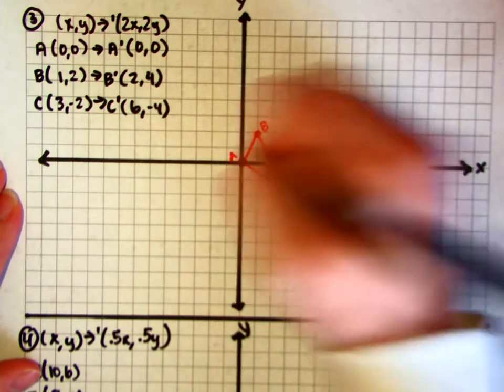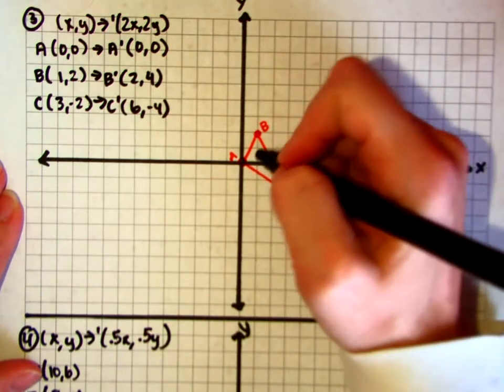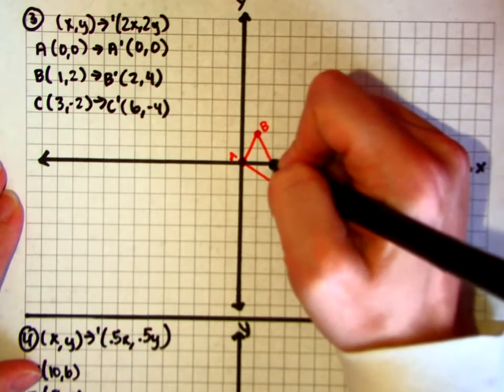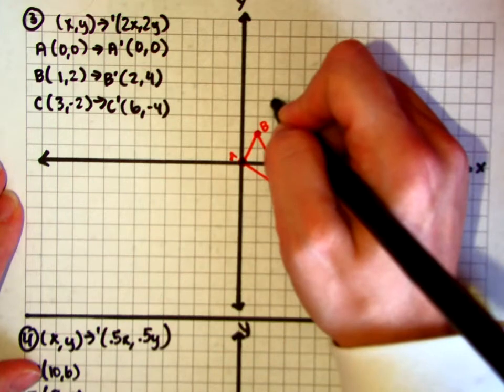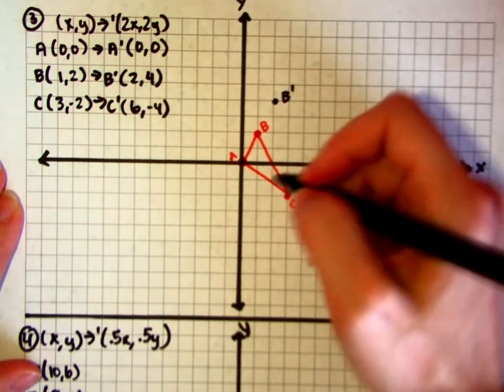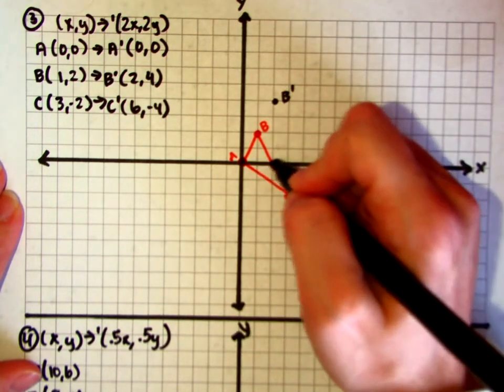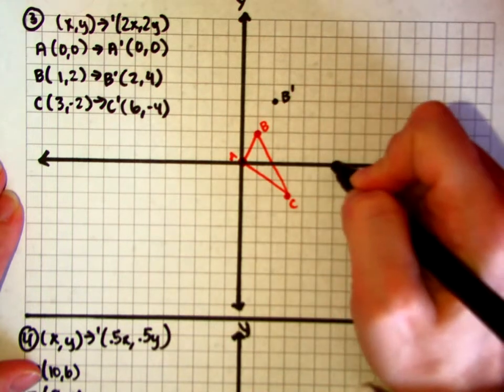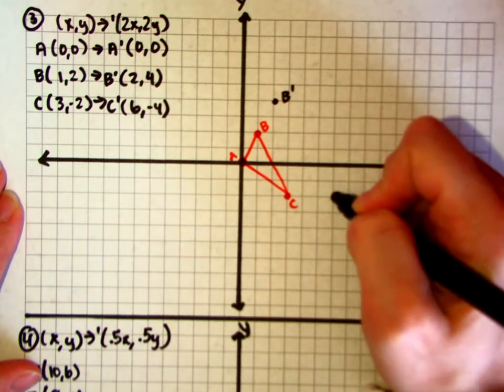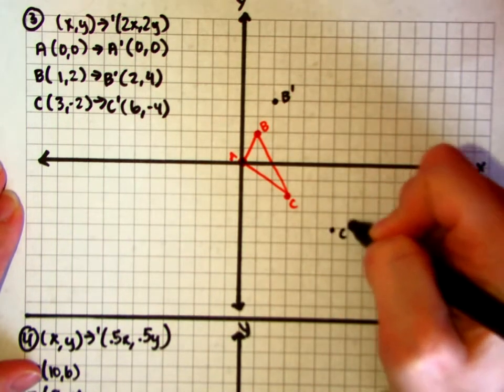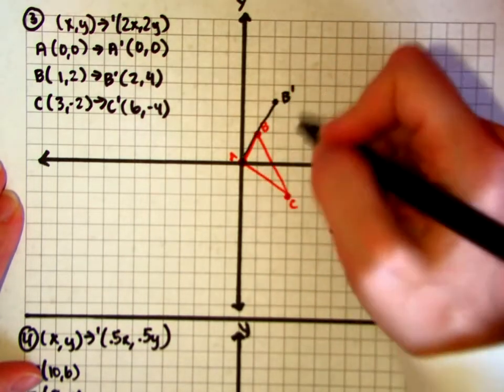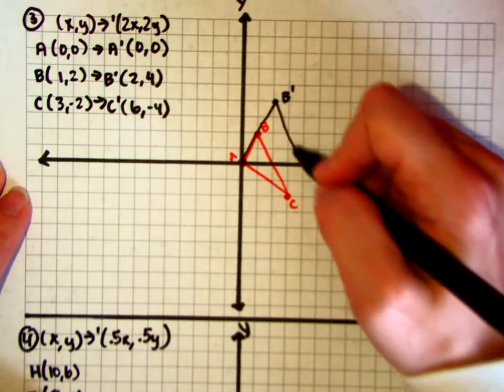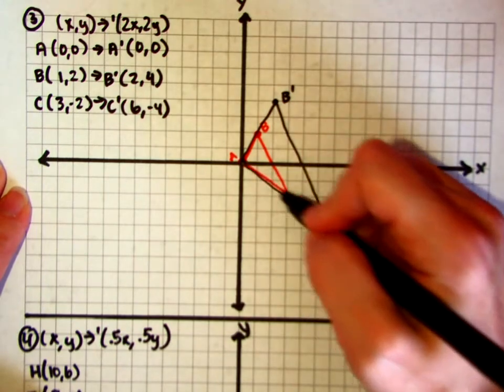So there's my 0, 0, which stays the same. And then we have 2, 4, so 2, 1, 2, 3, 4 becomes my B prime. And then my C prime becomes 6, 1, 2, 3, 4, 5, 6, and then negative 4, 1, 2, 3, 4. So there's my C prime. So my new figure is going to look something like this. It's kind of a rough sketch here.